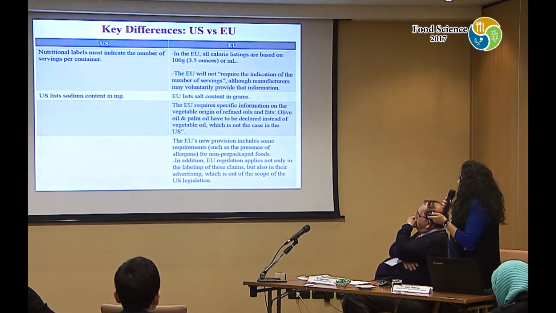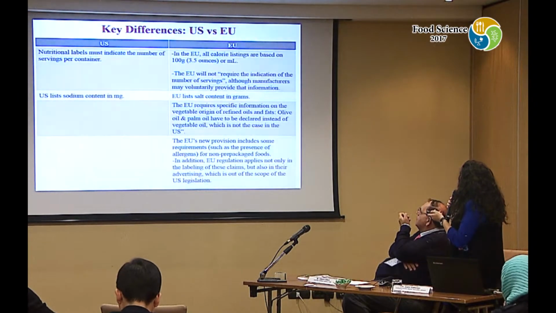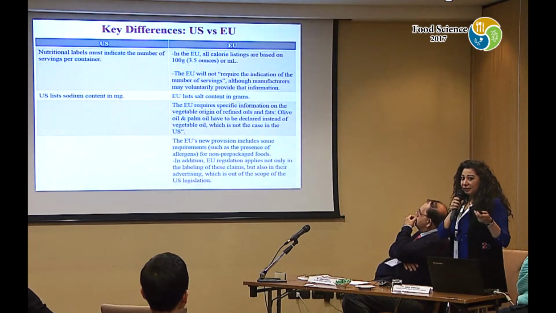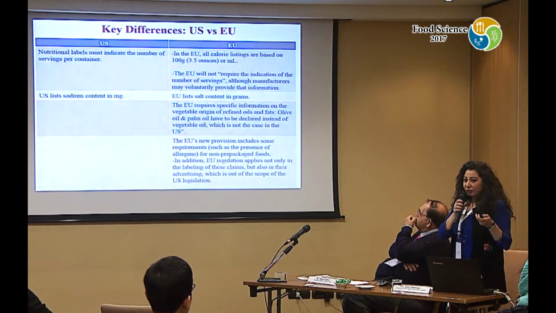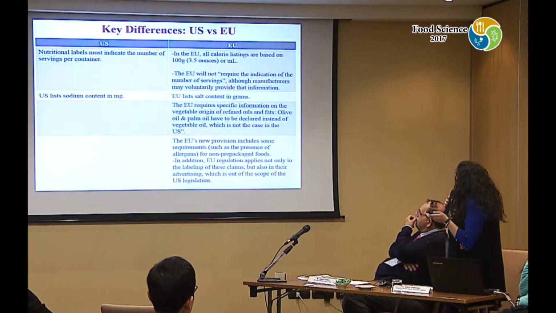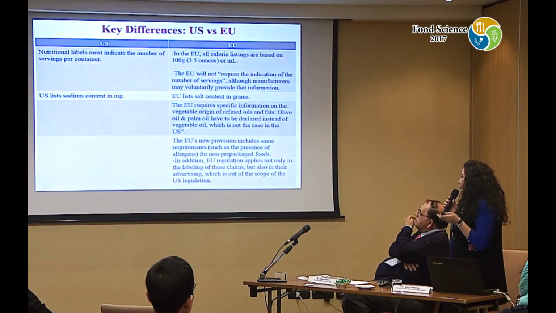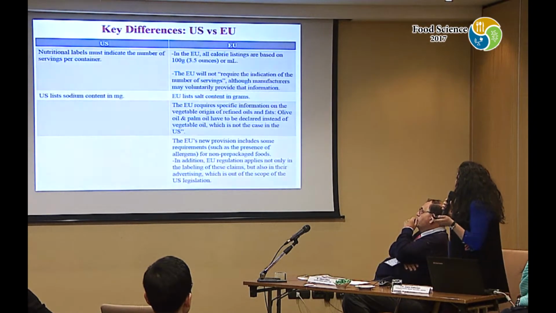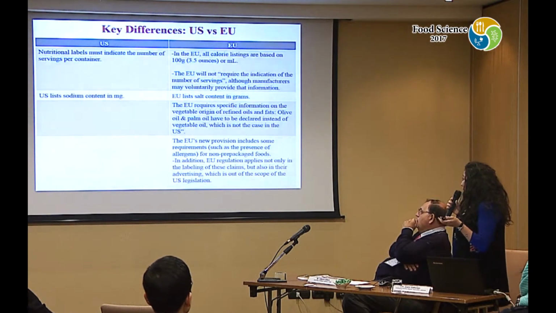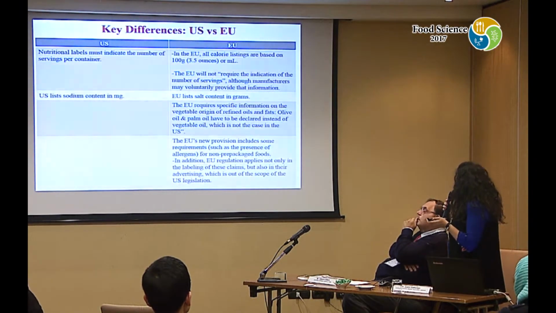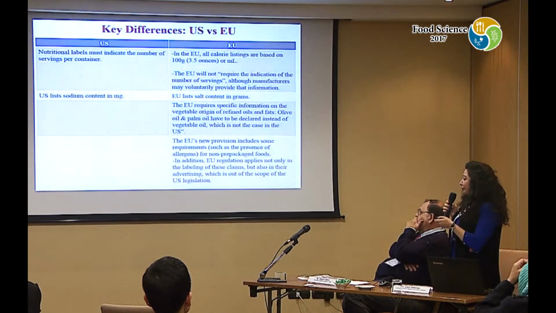And the EU requires specific information on the vegetable origin of refined oils. As the professor before me was talking about palm oil, it just doesn't have to state hydrogenated oil. It has to say palm oil, whereas olive oil, any type of oil, they have to declare exactly the specific type of oil, so consumers know what they're buying. And the EU's new provision includes some requirements for non-prepackaged foods. In addition, EU regulation applies not only to the labeling of food displays, but also to their advertising.